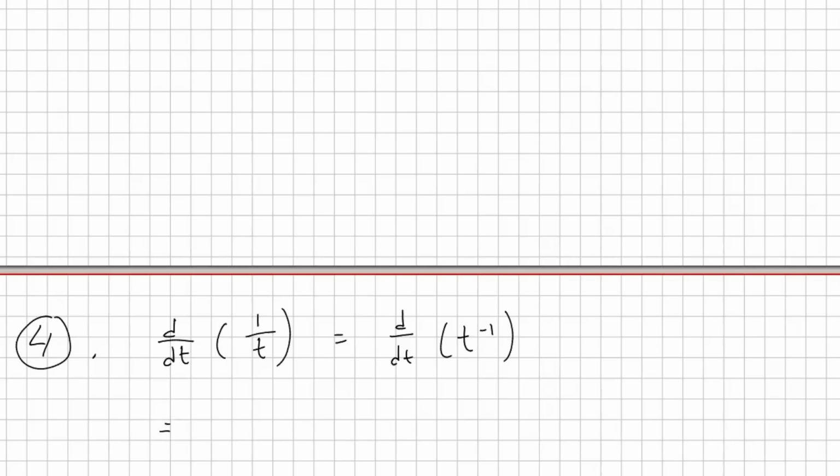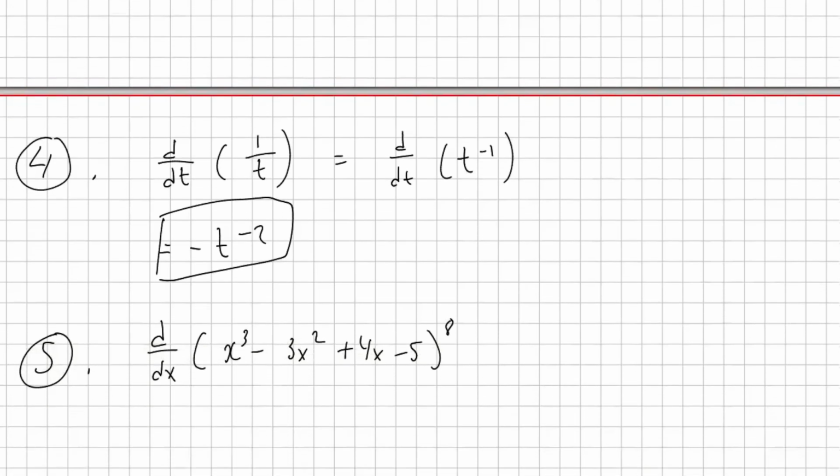We use power rule, bringing the negative 1 down, so we're getting negative t to the power of negative 1 minus 1, which would be negative 2. You could potentially simplify it from here, but I'm just going to leave it like that for now. But I'm 99% sure you guys know the way to simplify.